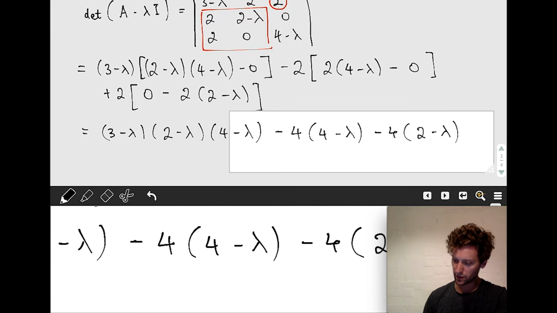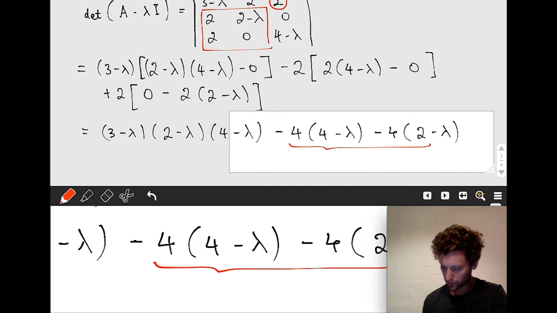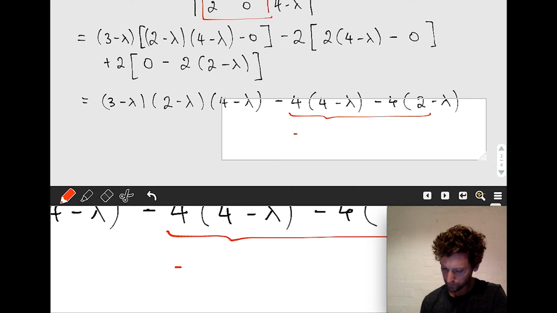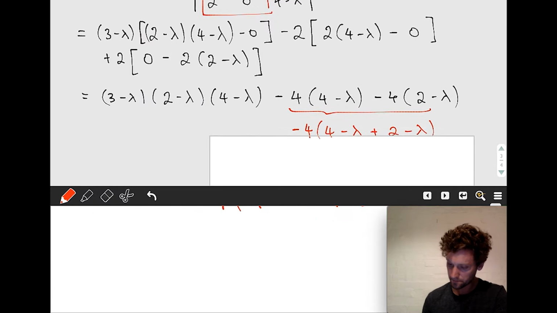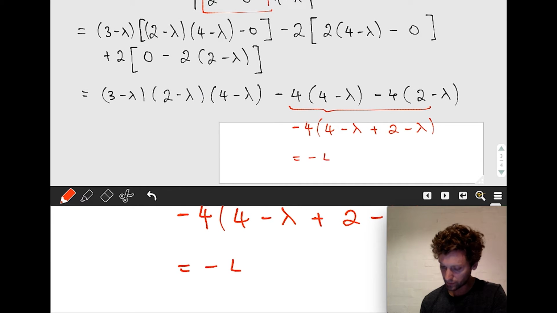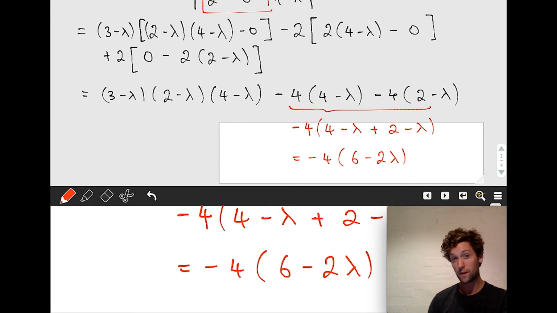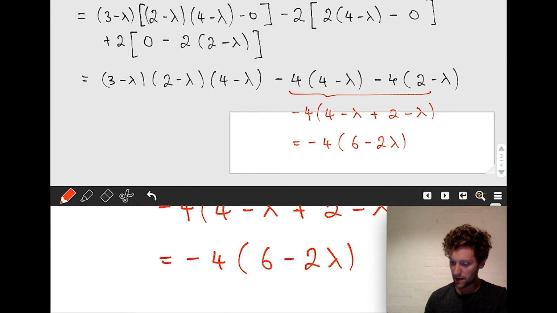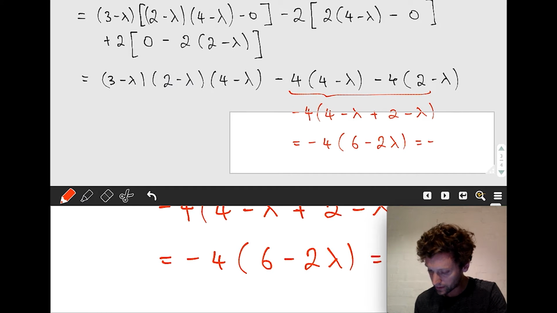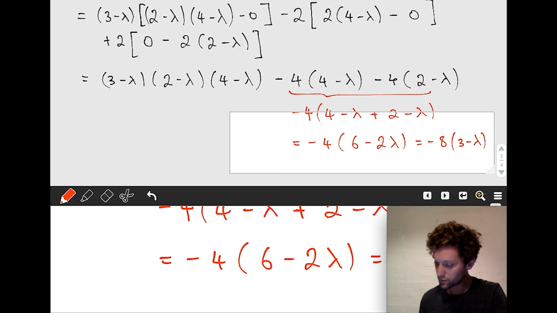Let's take a little closer look at those last two terms. You notice that they've got a common factor of minus 4. So if I take that out, I get 4 minus lambda plus 2 minus lambda, which equals minus 4 times 6 minus 2 lambda. So there's a common factor of 2 there. If I pull that outside, I get minus 4 times 2 is 8, times 3 minus lambda. And that's what I was looking for.